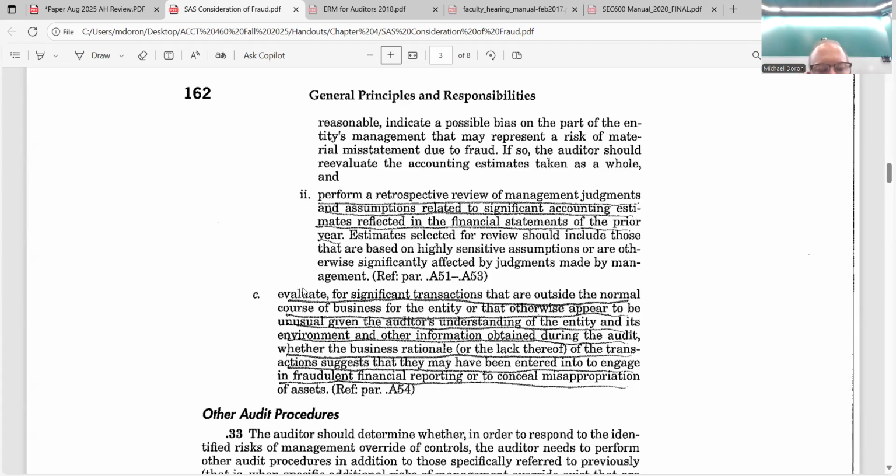Okay, so the key thing here, significant transactions that are outside the normal course of business for this company. So this is again why you should know the company, know how they do business. You know what kind of accounting transactions they make. What kind of sales do they make? What products do they sell? What are the contract terms? Who are their customers? You should know all this.